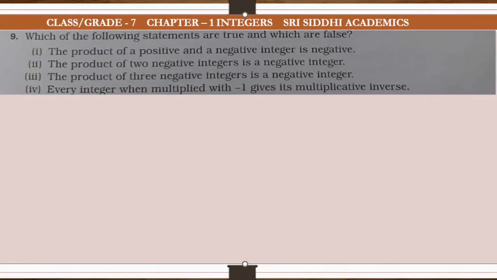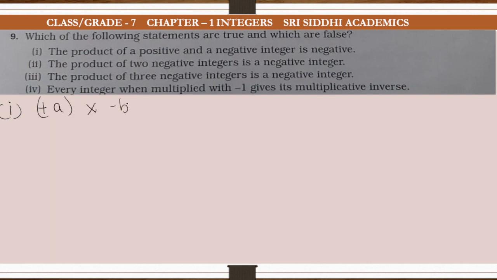let's start with question number 9. Question number 9 says, which of the following statements are true and which are false? First question, bit 1 says, the product of a positive and a negative integer is negative. All right. So yes, that's true. If you multiply a positive integer and a negative integer, then the product will always be negative. If different signs come together, then it will always be negative.